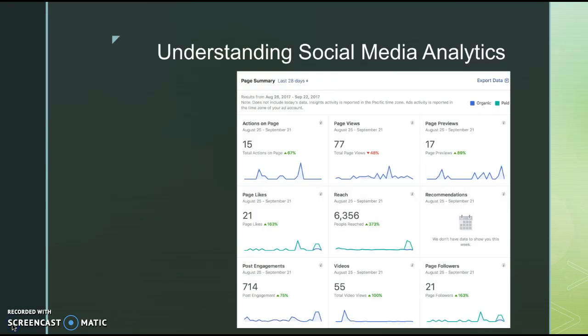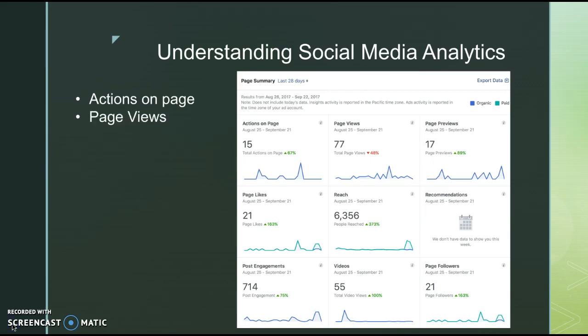So this is one of my actual Facebook accounts. This is our university here at Xavier, the Bookstore, the All for One shop. Follow us, there's my plug for today. All for One shop. This is a page summary of the last 28 days. The actions on the page, from August 25th to September 21st, is the number of clicks on our page contact or a call to action.